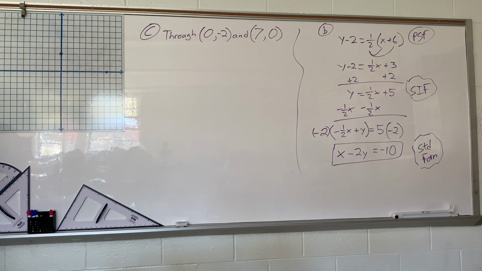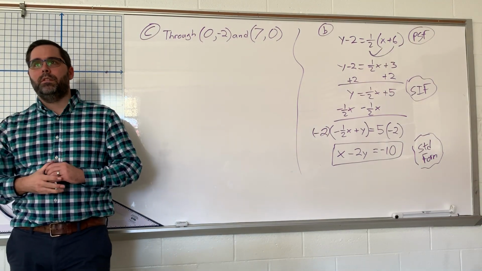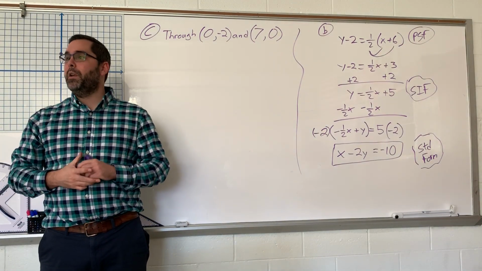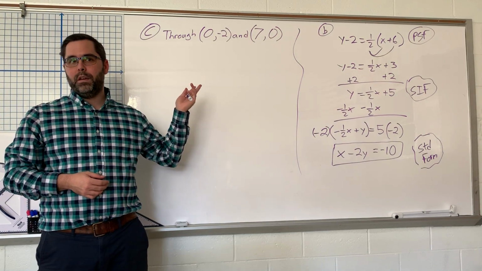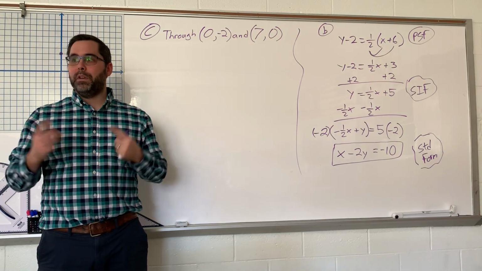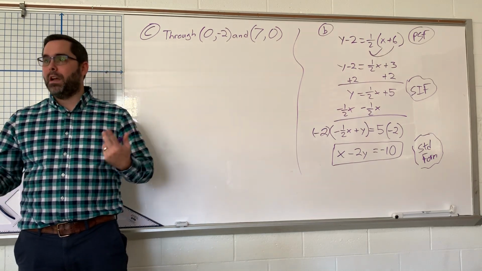Okay, what do we do? I have an idea. We could put it into point slope form and then change it to standard form. We could. Say that again, but louder. We could put it into point slope form and then change it to standard form. Yeah, so we know how to put 2 points into point slope, right? We can also put 2 points into slope intercept, and we now know how to change those two into standard form. So that's an option.